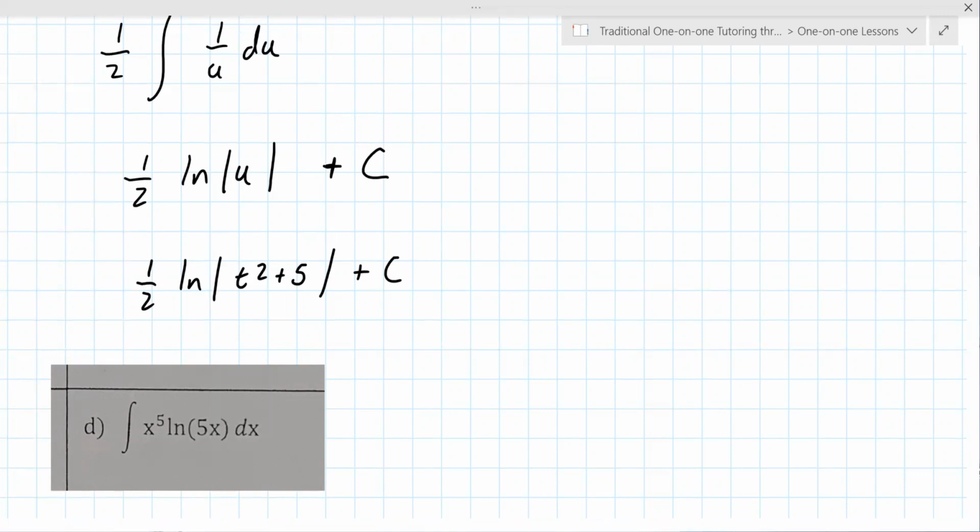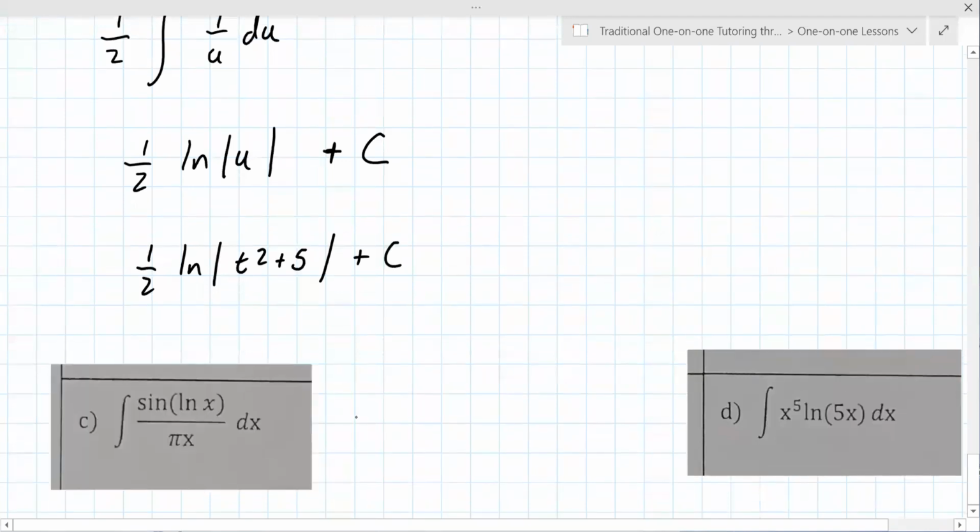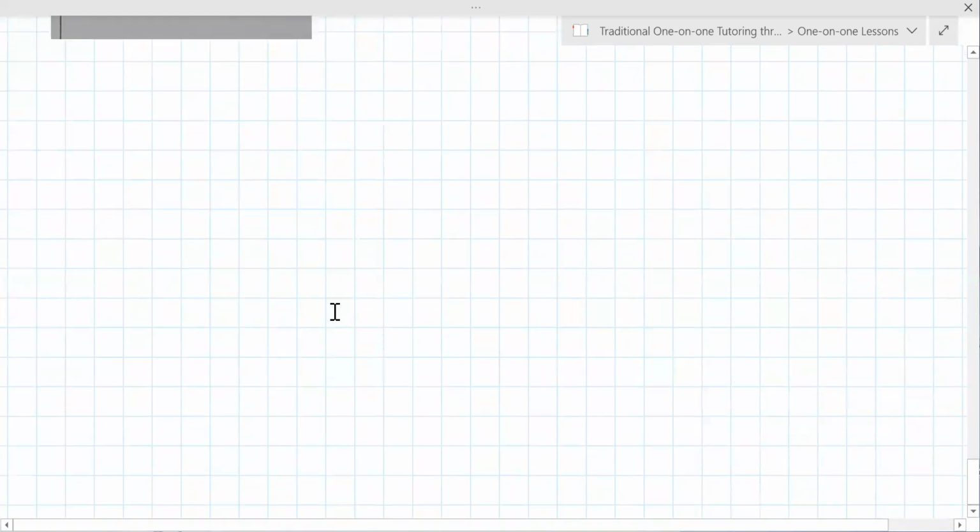So before I do that, let me just tell you what the u is in question C, in case you want to do it later. The natural log of x, since it's in parentheses. Yes. And it works out pretty nicely after that. Okay.